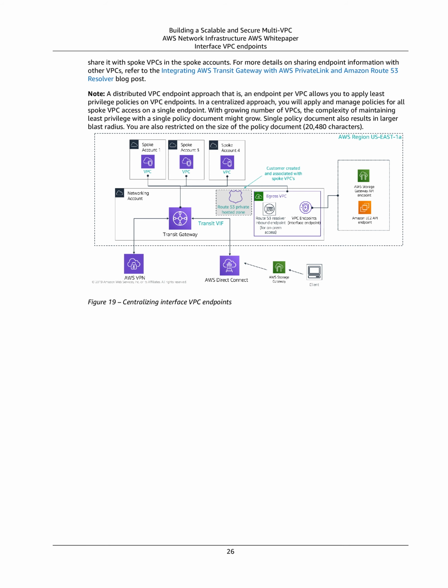Note: a distributed VPC endpoint approach, that is, an endpoint per VPC, allows you to apply least privilege policies on VPC endpoints. In a centralized approach, you will apply and manage policies for all spoke VPC access on a single endpoint. With a growing number of VPCs, the complexity of maintaining least privilege with a single policy document might grow. A single policy document also results in a larger blast radius. You are also restricted on the size of the policy document, 20,480 characters.